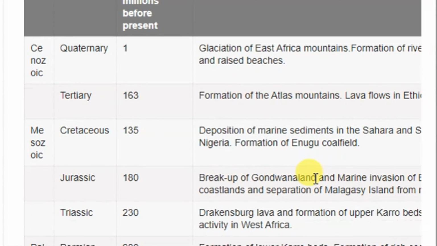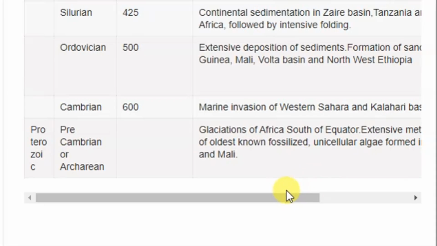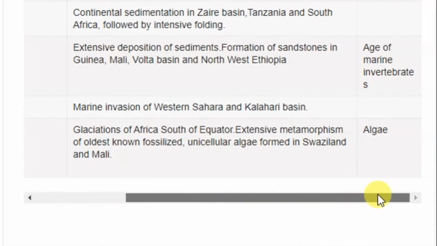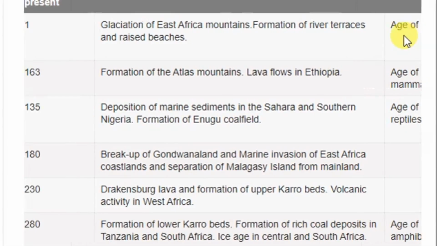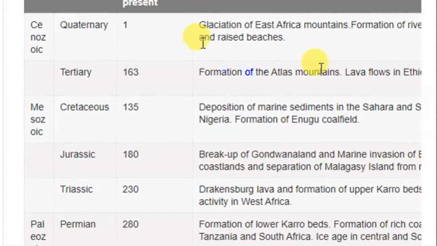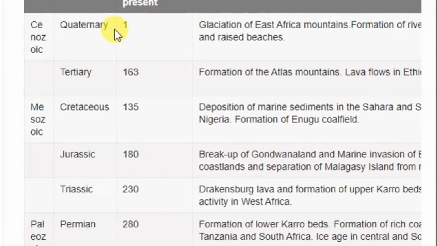Tuko na glaciation, na kwenye hii table unaweza kuona huku chini kuna hii line ya kuscroll namna hii. So huku mbele unakuta kuna event nyingine, let's say tukipanda huku juu unakuta kuna man and animals, kwamba kwenye hiyo miaka kulikuwa kuna aina gani ya living organism. Kwa mfano kwenye hii miaka kulikuwa kuna living organism ambao ni man wenyewe. So unaona hii ni 1 million years before present. 1 million years viumbe ambao walikuwepo ni nani? Ni human being, age of man. Lakini unaona we are going far back.